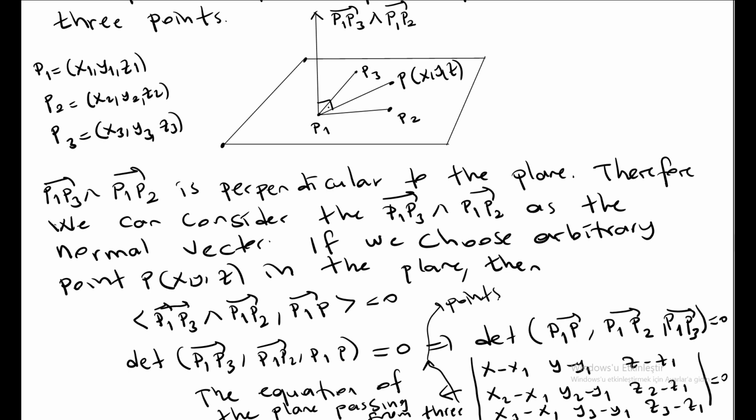So it means 3 points determine one unique plane. We will give one example for the plane passing through 3 points. So this example.